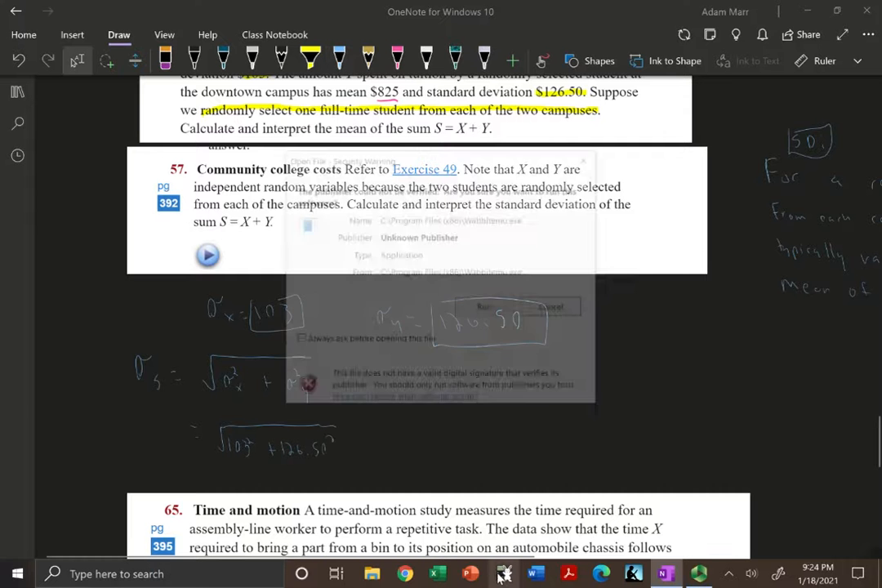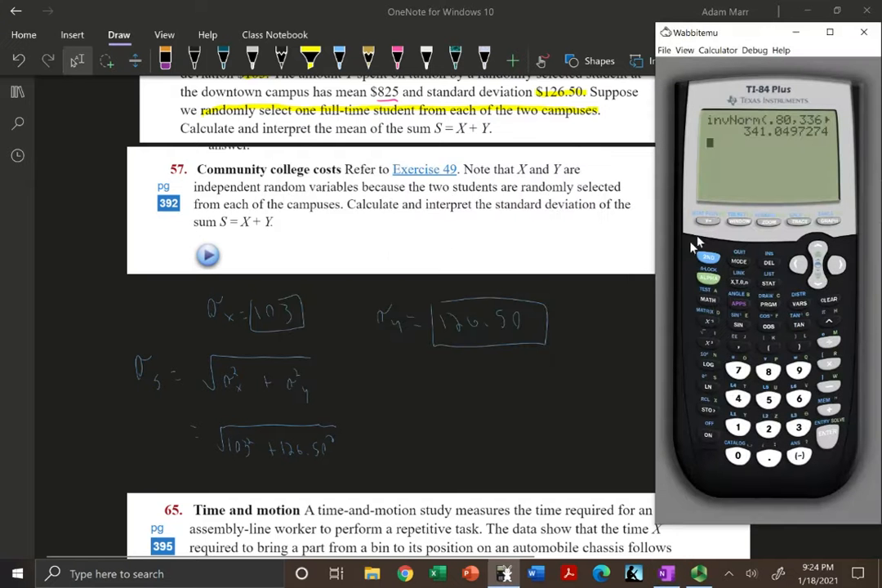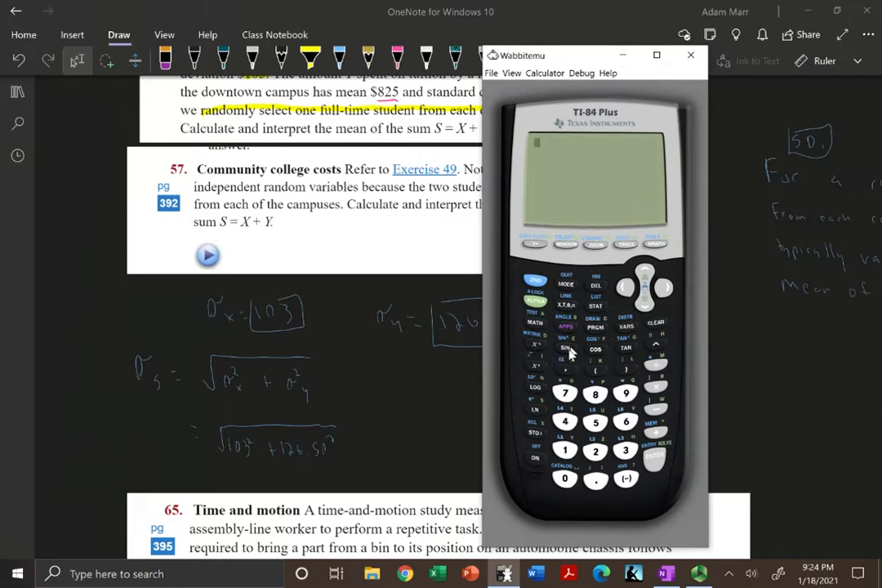So if I was doing this in a calculator, I would do it exactly like this. I'm going to say square root, and we'll just say 103 squared plus 126.50 squared as well. Okay, and then go ahead and press enter. So we have 163.129. It's money, right? So this is going to come out to 163.13.